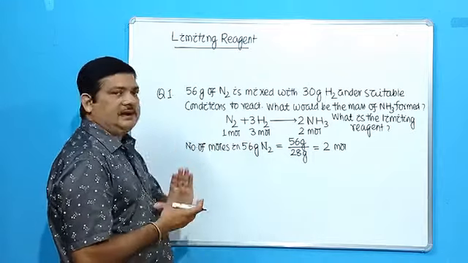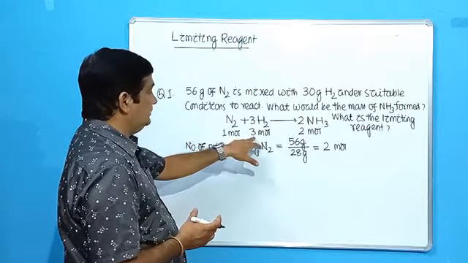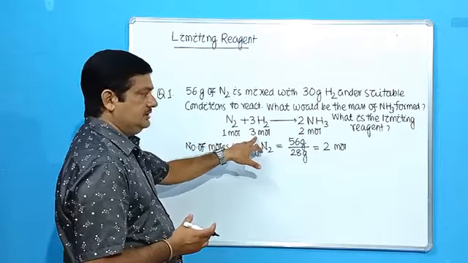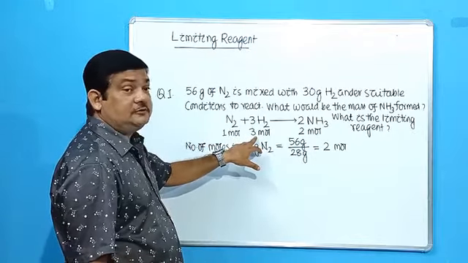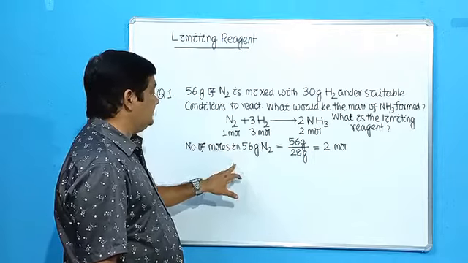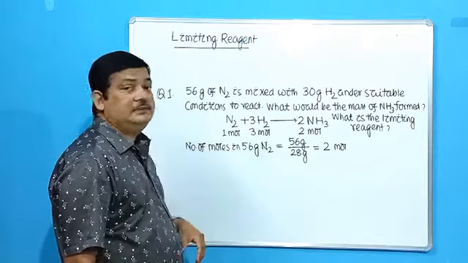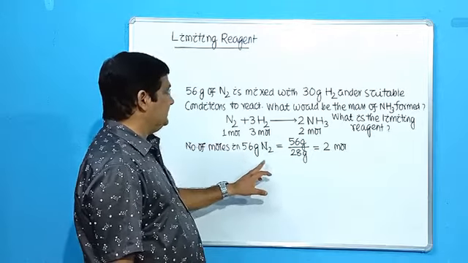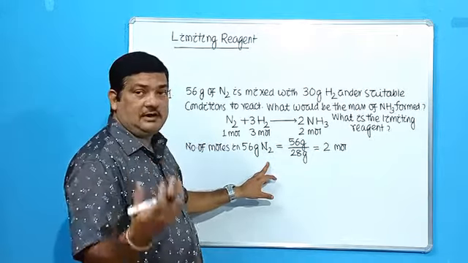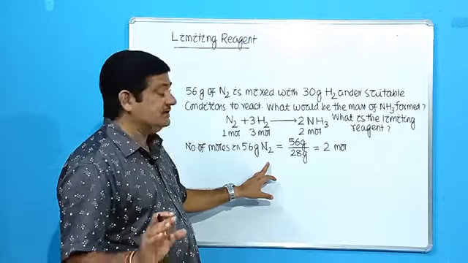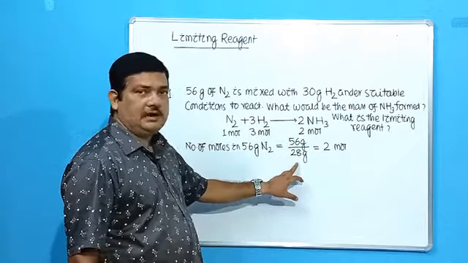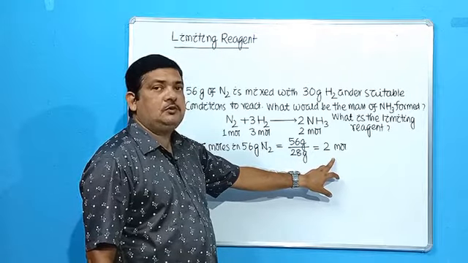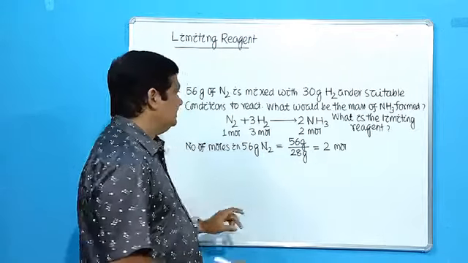So again we have to start from the balanced chemical equation. So 1 mole of nitrogen requires 3 mole of hydrogen. Okay. Now next let us find out how many moles of nitrogen and hydrogen are present in the given mass. We have already calculated one number of moles in 56 gram of nitrogen. How to find out number of moles? Given mass in grams divided by molar mass. So accordingly we have found out that in 56 gram, 2 moles of nitrogen are present.